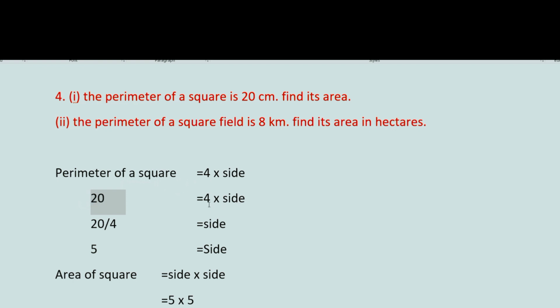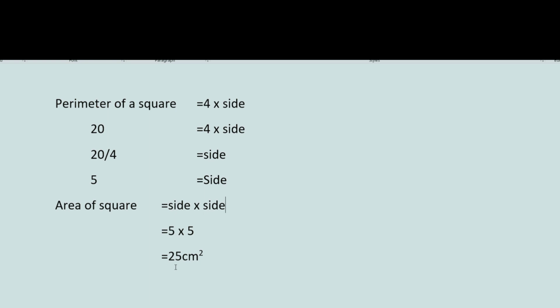Now this 4 is here in multiply form. If you bring this 4 to the LHS side, what will it become? It will become divide form, change into divide, means it will be 20 divided by 4, which we wrote here is equal to side. So 20 divided by 4 if you do, you'll get 5. So side of the square is coming how much? 5 centimeter. If you got the side of the square, you can find the area of the square using the formula side into side, means 5 into 5, that is 25 cm square.